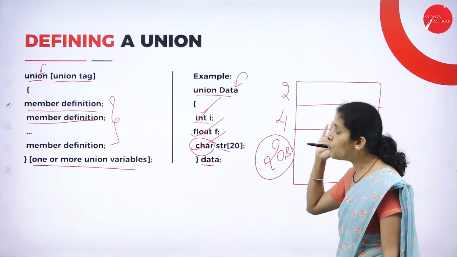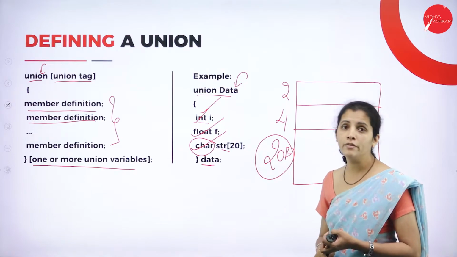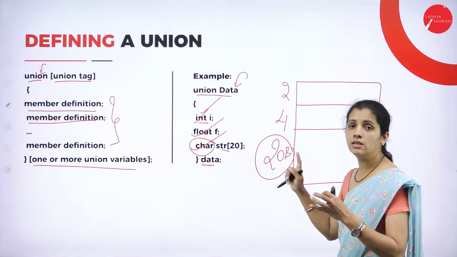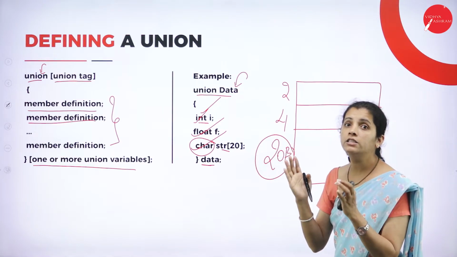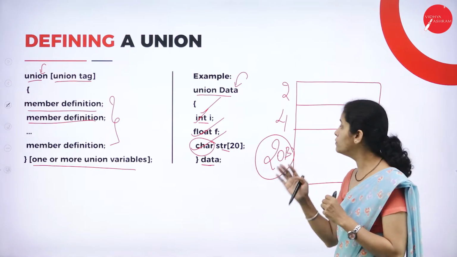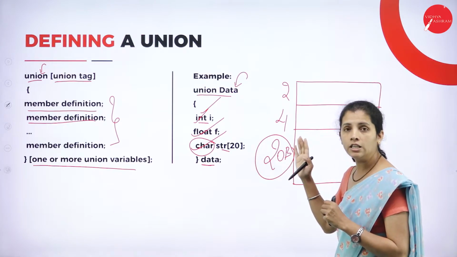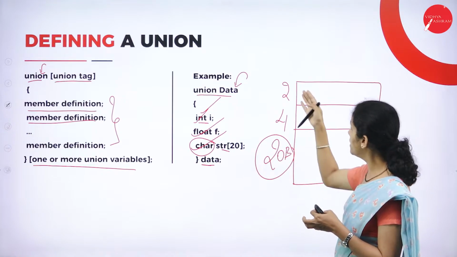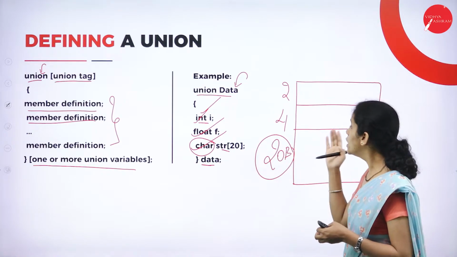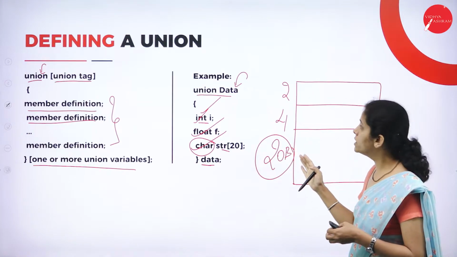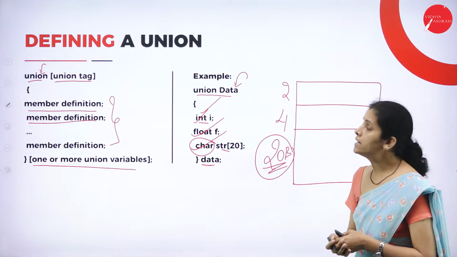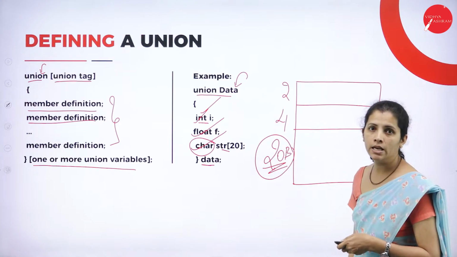That means while allocating memory for a union, the compiler is going to consider only the largest memory. It's going to focus only on the largest memory. And which is the largest memory among all three memory locations? That is 20 byte. So here the compiler is going to reserve 20 bytes for this union.